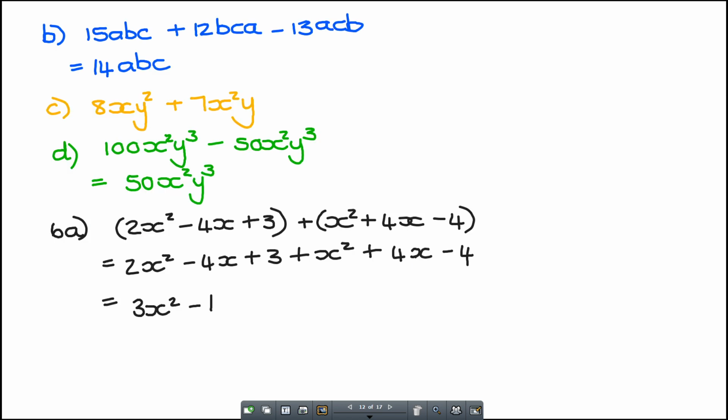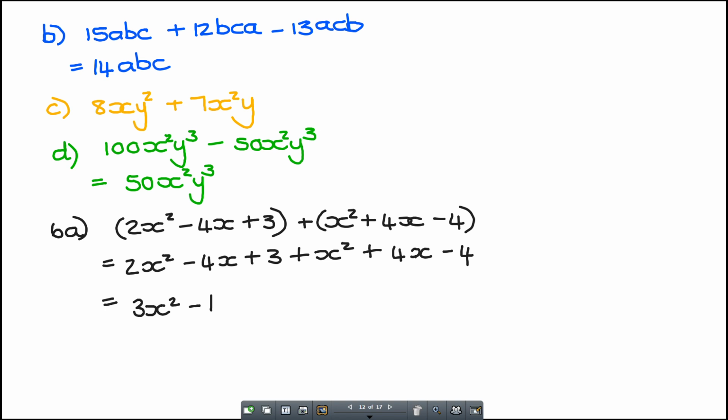Then at B, over here you'll see they were shuffled around. I've got A, B, C, and then the next one is B, C, A. But they are still like terms because all of them have A, all of them have B, and all of them have C. So they shuffled it around a bit to confuse you and test whether you really know what like terms are. Okay, so these are like terms.